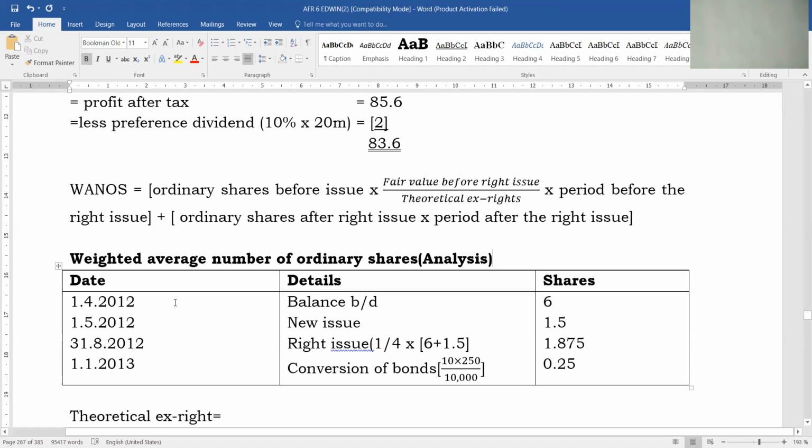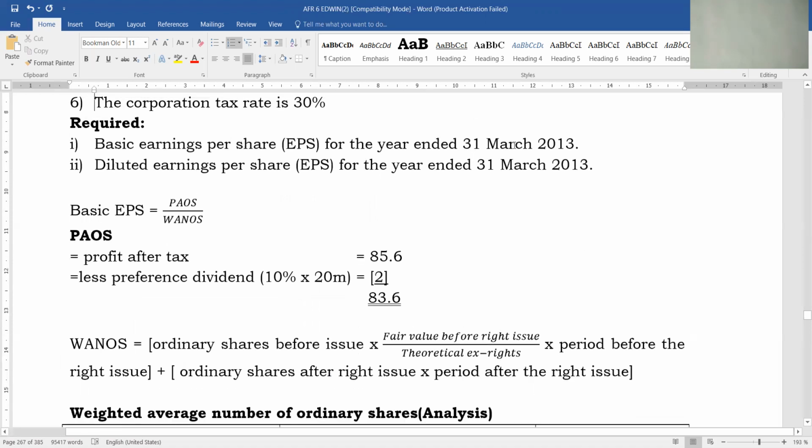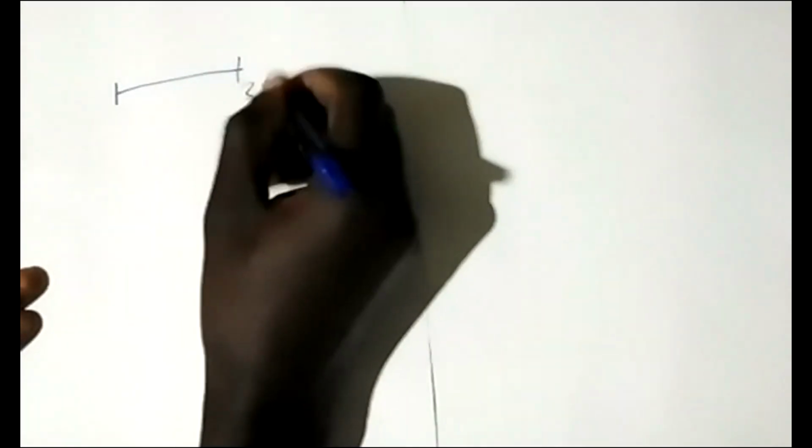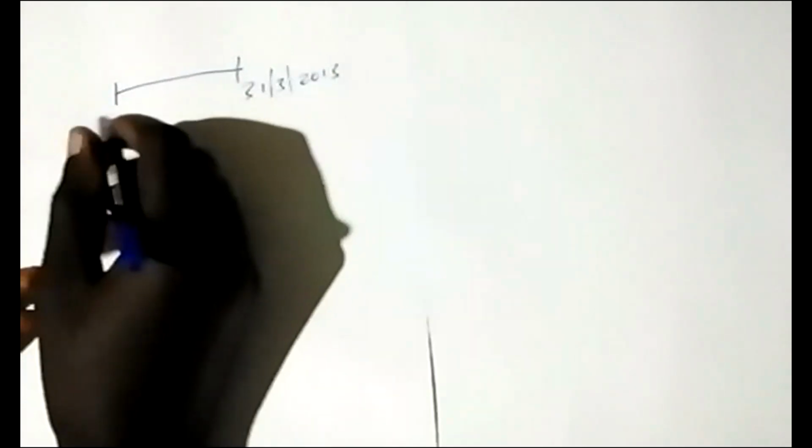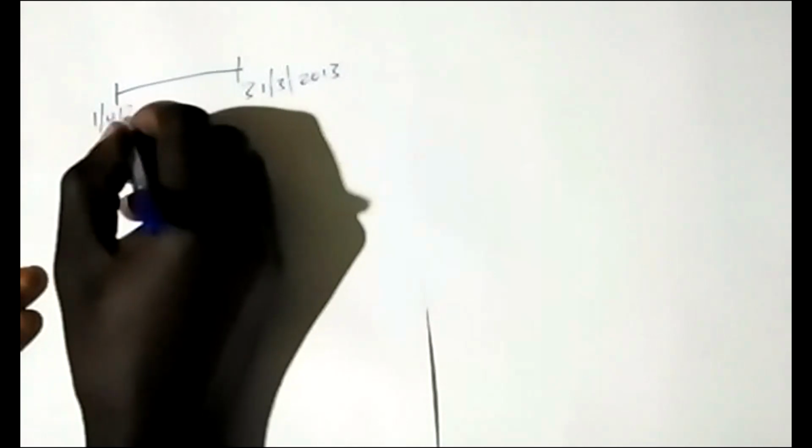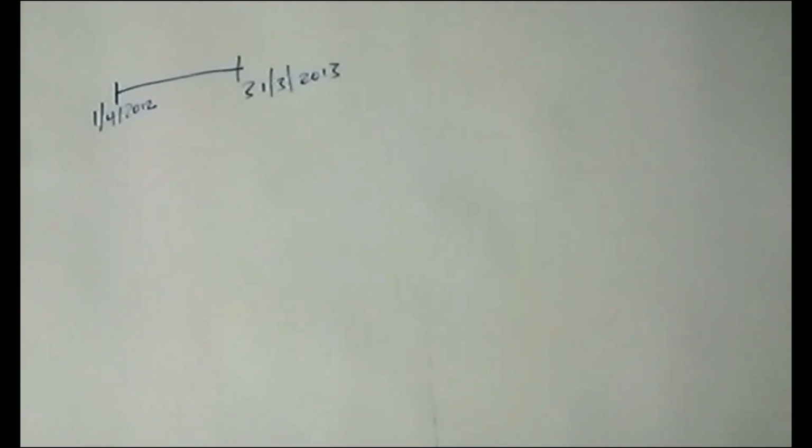Yes. So we started by writing the date, details, and shares. Our financial year, remember that it was ending in which period? 31st March 2013, which means that it starts when? 1st April 2012. So if your financial year is ending 31st March 2013, obviously it would be starting on 1st April 2012.